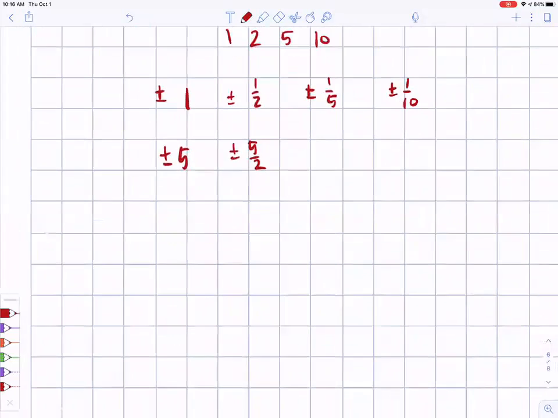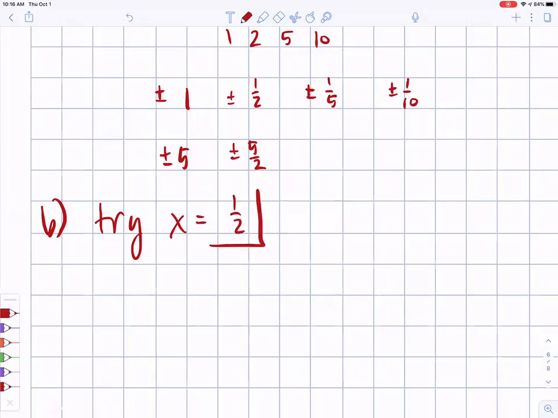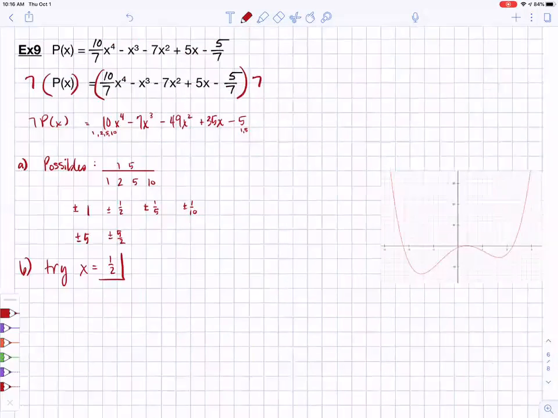So this is going to be part B. Let's try x equals 1/2. The cool thing is you don't have to use the ugly version. You can use the pretty version. The pretty version has a 10, a -7, a -49, a 35, and a -5.